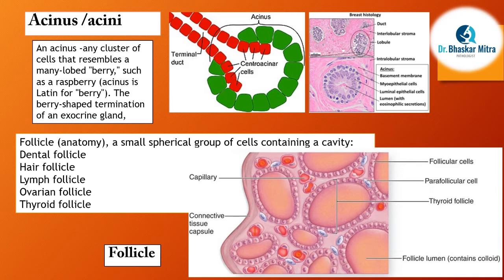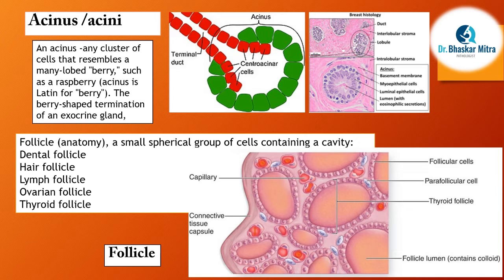So this is the acinus of a salivary gland or breast gland, where the cells are secreting and these contents are drained into a duct. So acinus always contains a duct. So in breast there is an acinus, in the salivary gland there is an acinus, in prostate there is an acinus. These are clusters of cells lobed like a berry, such as a raspberry. Acinus is the Latin term for berry. So it's the berry-shaped termination of the exocrine glands. At the ends, there is a berry-shaped lobulated arrangement.